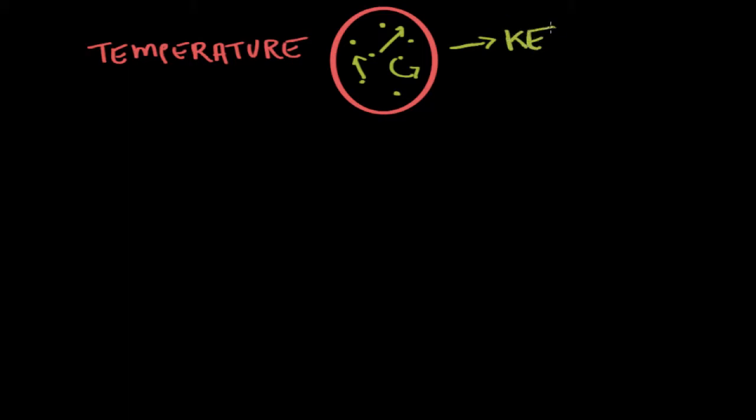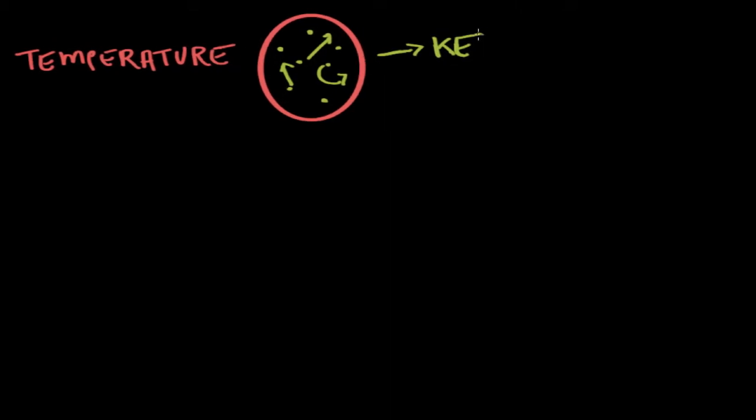And so the faster those little particles are moving, the greater their kinetic energy. And if each of those little particles in the system has greater kinetic energy, that means the system as a whole has a larger amount of total energy, and we would say that it has a greater temperature because, again, temperature is a measure of the average kinetic energy of those particles.